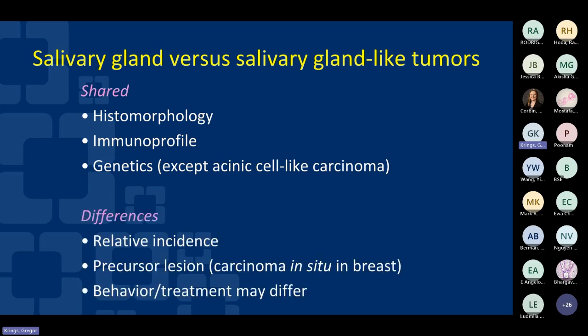But there are also some key differences in some cases. For instance, the relative incidence of these tumors. Mucoepidermoid carcinomas and pleomorphic adenomas are some of the most common tumors in the salivary gland, but are exceedingly rare in the breast, for instance. Also, with respect to precursor lesions, most salivary gland-like carcinomas in the breast can be associated not infrequently with an in situ component. This is not generally considered in the salivary gland for these tumors. And the behavior and treatment of these tumors may also differ, most notably, for instance, adenoid cystic carcinoma.